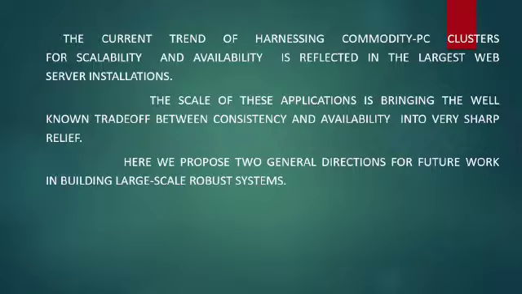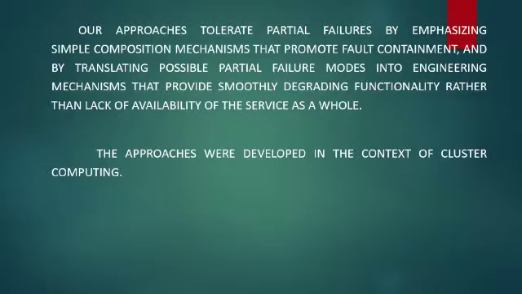We propose two general directions for future work in building large-scale powerful systems. Our approaches accept partial failures by emphasizing simple composition mechanisms that build up fault tolerance, and by translating possible partial failure modes into engineering mechanisms that provide gracefully degrading functionality rather than lack of availability of the service as a whole. The paths were refined in the context of cluster computing.